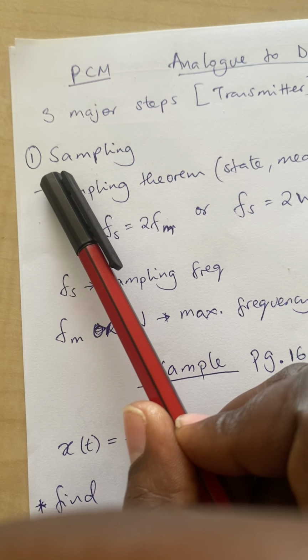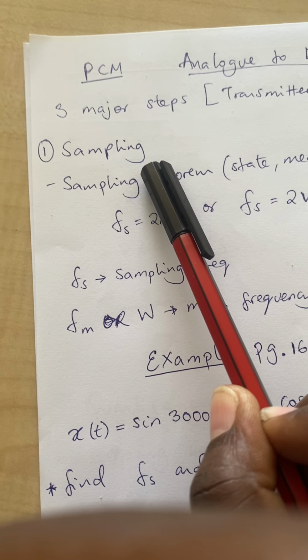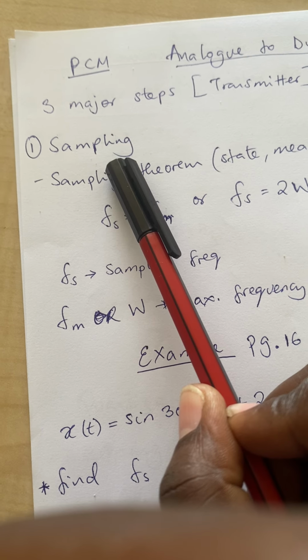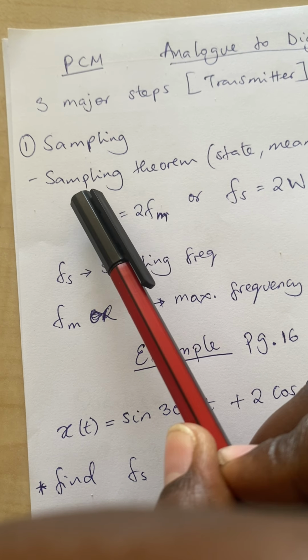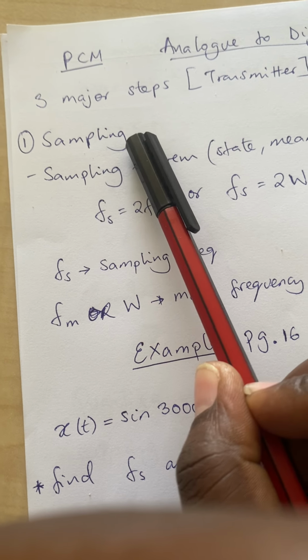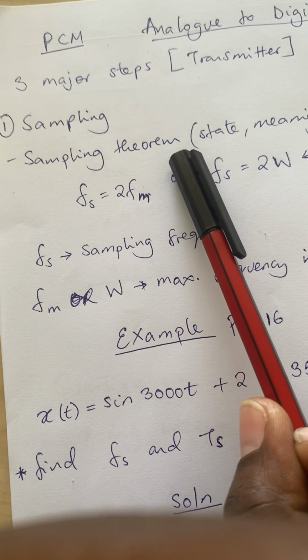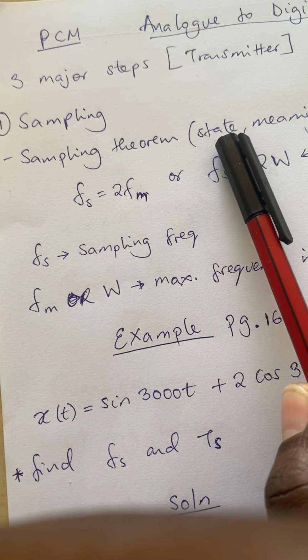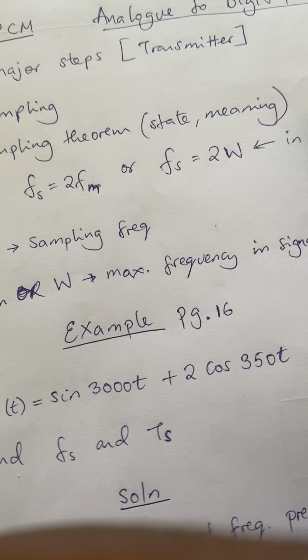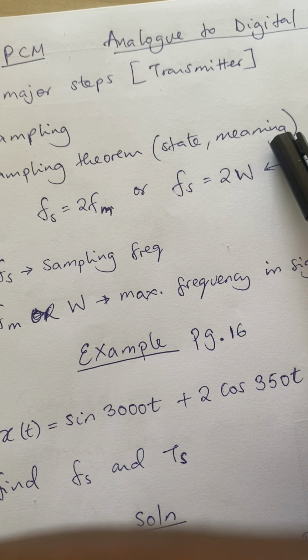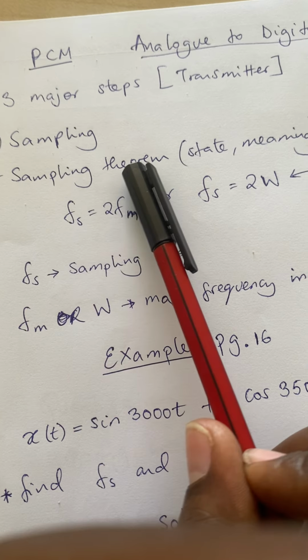The first one is what we are calling sampling. Under sampling, you need to understand what sampling is and the sampling theorem. You need to know how to state the sampling theorem as well as understand what it means. What does the sampling theorem mean?